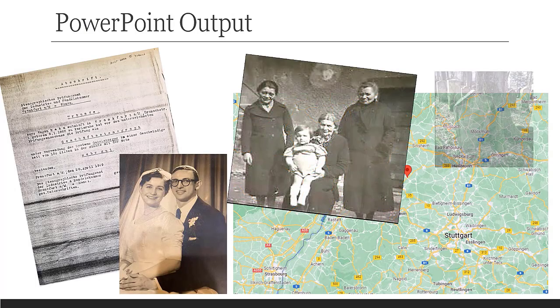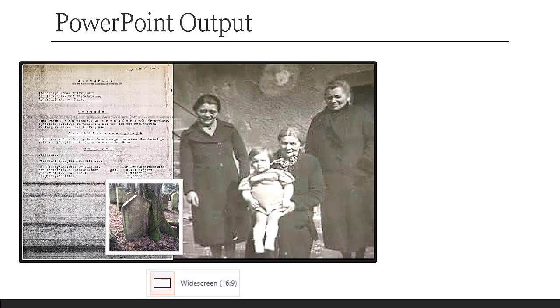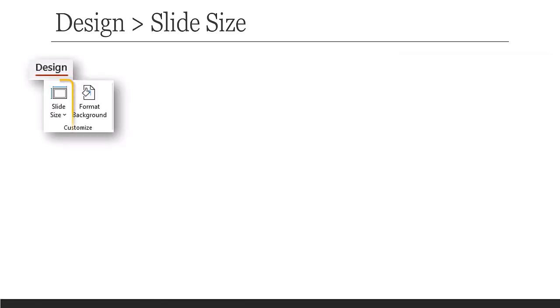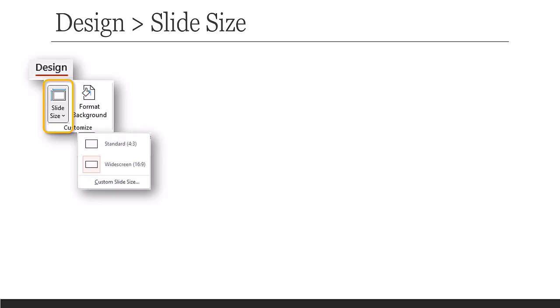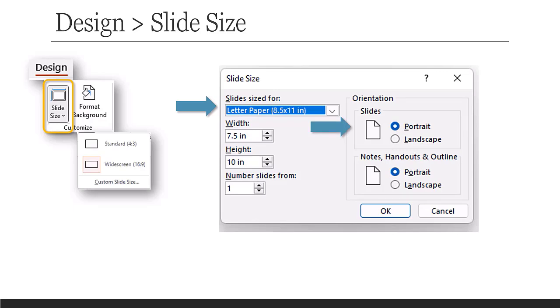Before you start collecting images and other content, reformat how you will be seeing them in PowerPoint. Default is wide and horizontal, while a book is narrow and vertical. In the Design tab, under Slide Size, you have three options: the original and old school standard, widescreen, and custom slide size. Click Custom and change to letter paper and portrait, which is vertical.